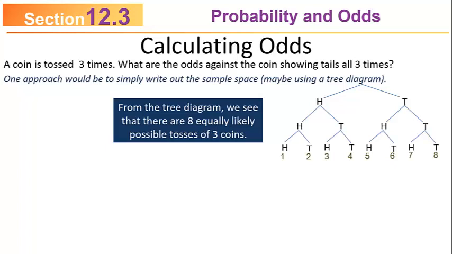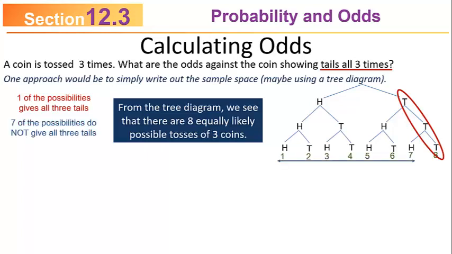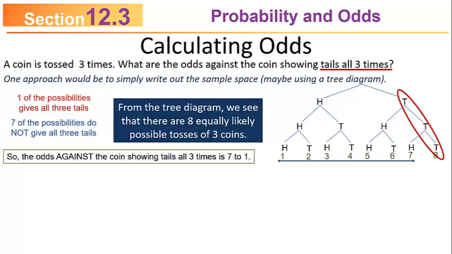Now the question is about odds against the coin showing tails all 3 times. But if you look at your sample space, there's only one possible branch that gives you all tails. That's the tail, tail, tail branch. So there's one possibility, but there are 7 possibilities that don't give you all tails. So in terms of odds, you've got 7 against getting all tails and 1 in favor of getting all tails. So the odds against the coin showing all tails is 7 to 1.